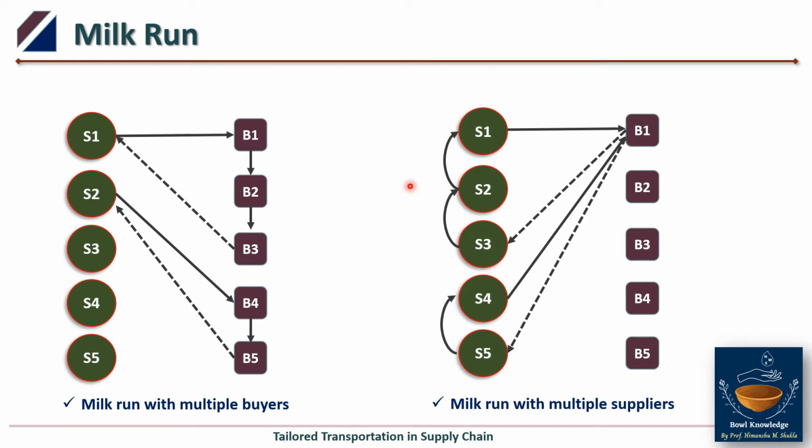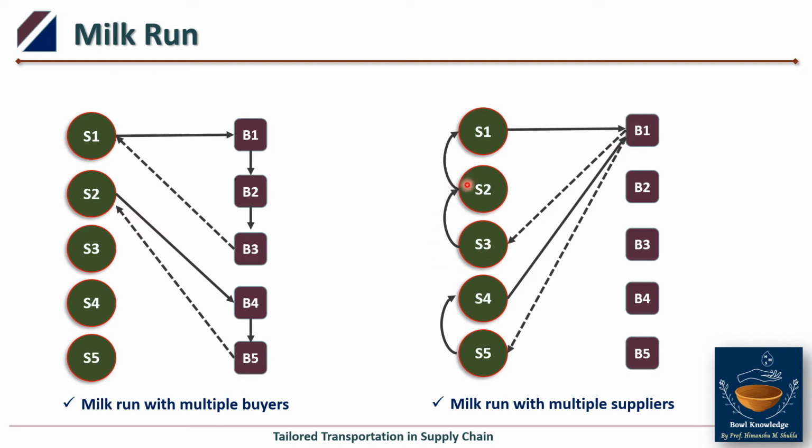Now what is this? If supplier one has to ship the goods to three buyers, what will happen is, in a single truck, in a single trip, he will start the journey from here. Then it will go to B1, B2 and B3, supply the material to all three and return to supplier 1. In a similar way, it is possible that buyer 1 needs the material from three suppliers. So what the milk run will be, a single truck will go to three suppliers.